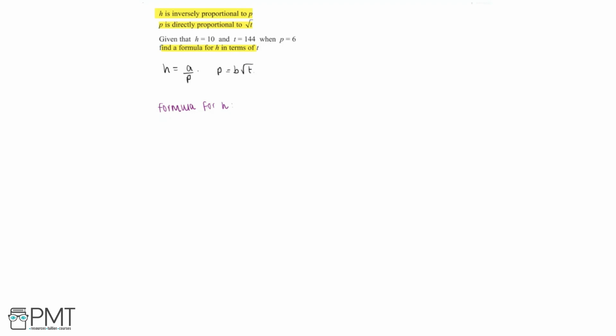h is equal to a over p, and so 10 is equal to a over 6, because we know that h is equal to 10 when p is equal to 6. Multiplying both sides by 6, we can say that a is equal to 10 multiplied by 6, which is equal to 60. And so we've found that h is equal to 60 over p.